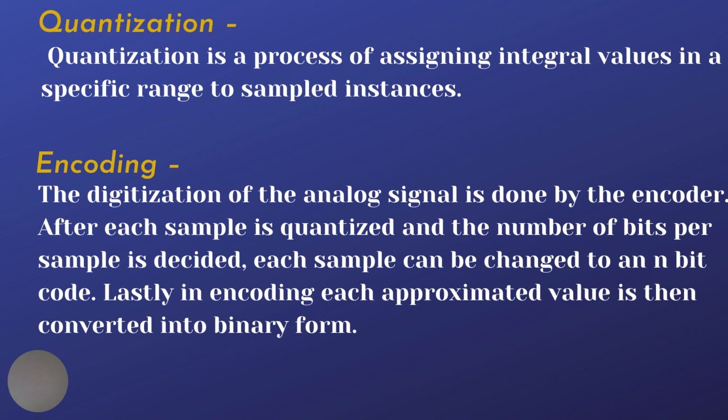The last process is encoding. The digitization of analog signal is done by the encoder. After each sample is quantized and the number of bits per sample is decided, each sample can be changed to an n-bit code. Lastly, in encoding, the approximated value is then converted into a binary form.